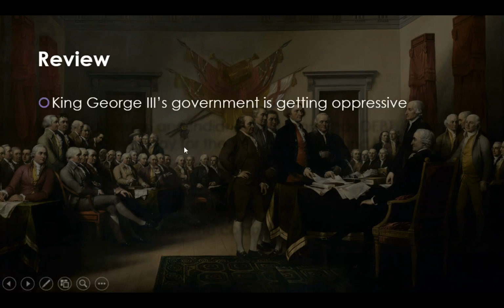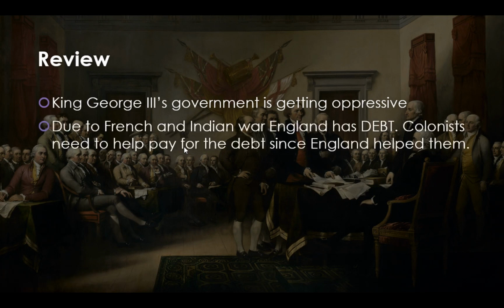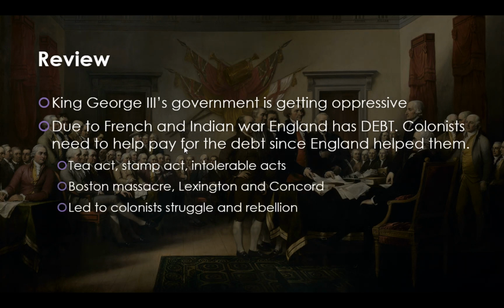King George III's government is getting oppressive towards the colonists, and this all stems from the French and Indian War. This was a war between England and France over North American territory that happened in the colonies. Because it happened in the colonies, England thinks that the colonies should be the ones to pay for it. And so with that, they create a series of acts and taxes that puts a lot of stress on the colonists. For the colonists, this causes them to struggle, and they openly rebel.